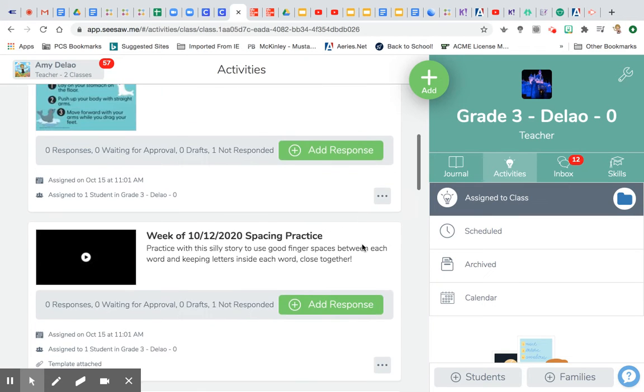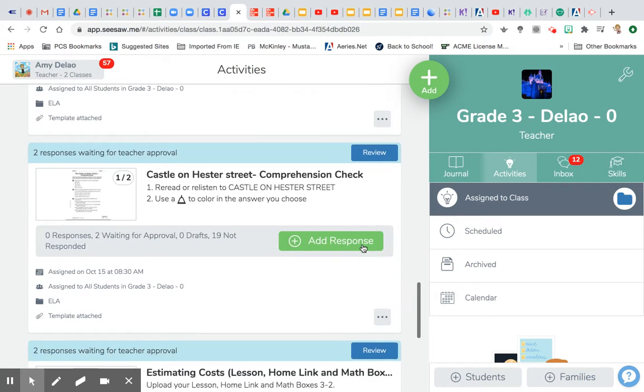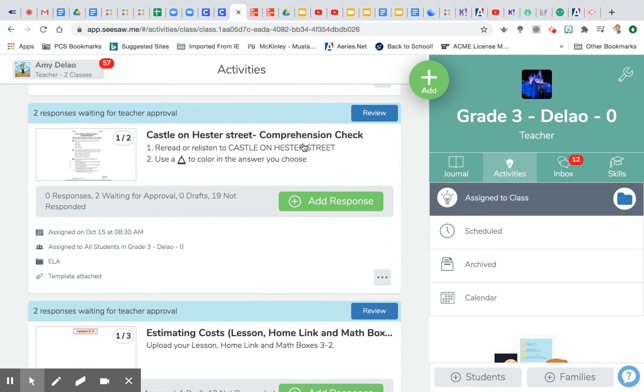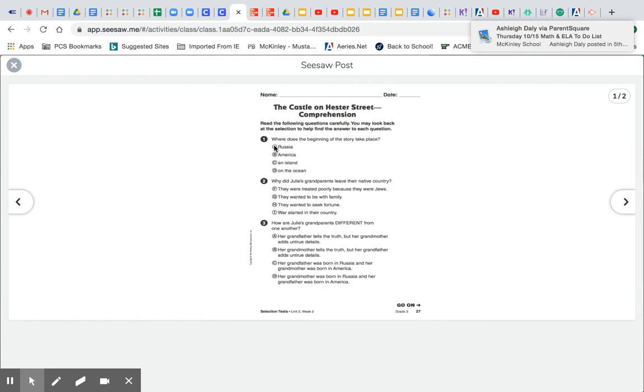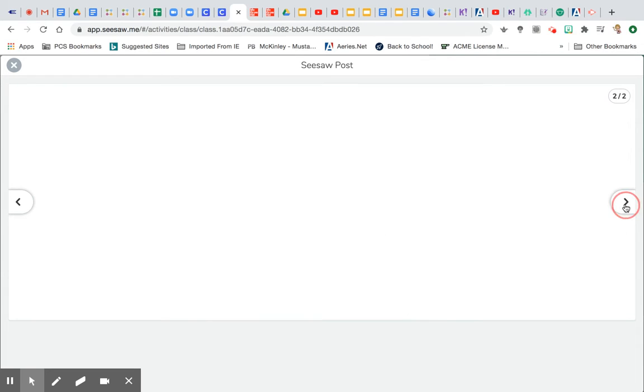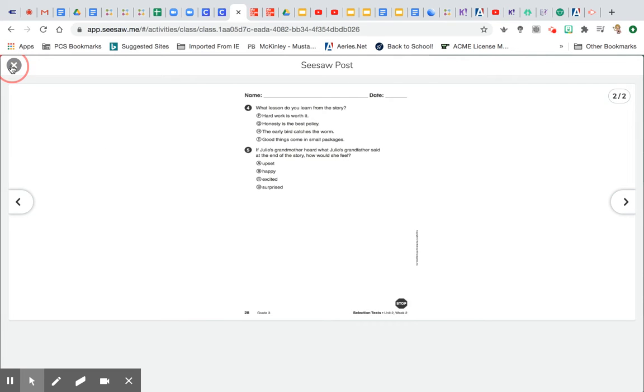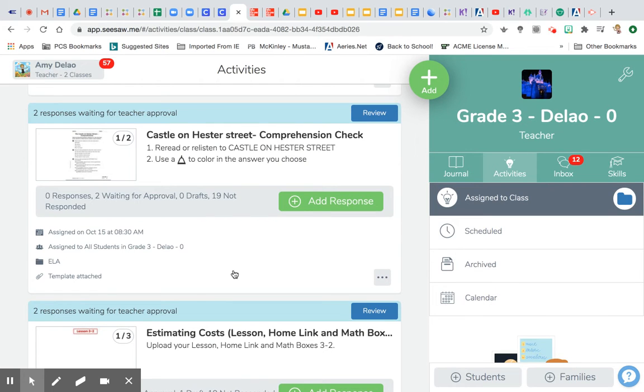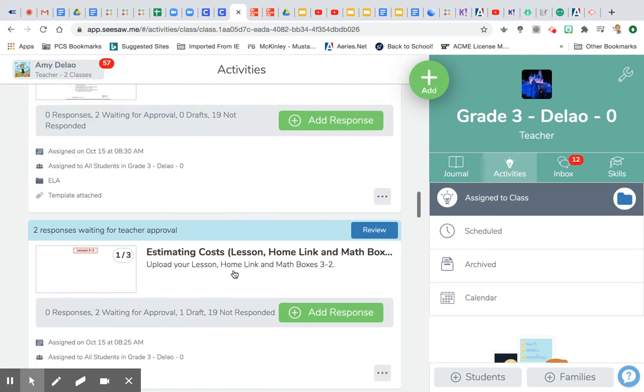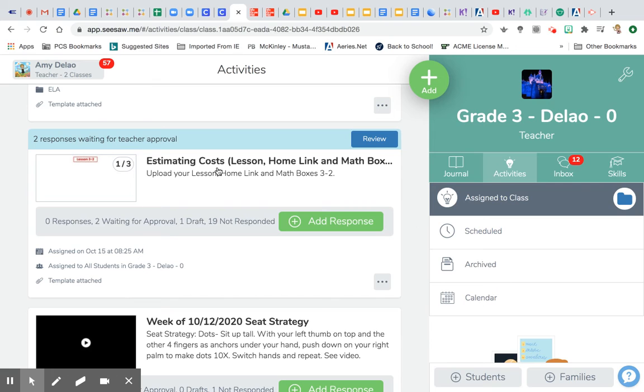Alrighty, the next assignment today is the Castle on Hester Street comprehension check. Bubble in nicely, not huge, so it doesn't look like you're bubbling in 2 answers. Just bubble in 1 answer for each question, and there are a total of 5 questions, okay? Go slow, don't rush, and you can have your book out with you. You can go back and listen to things if you need to also. Today your math was estimating costs 3-2, and we'll go over that in just a few minutes.